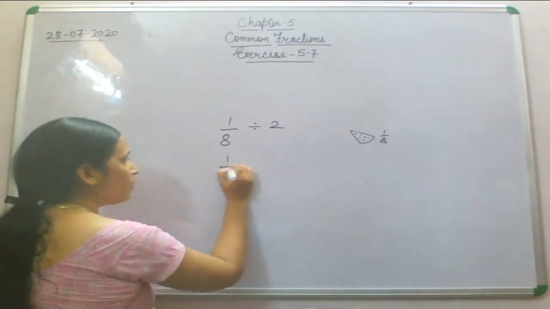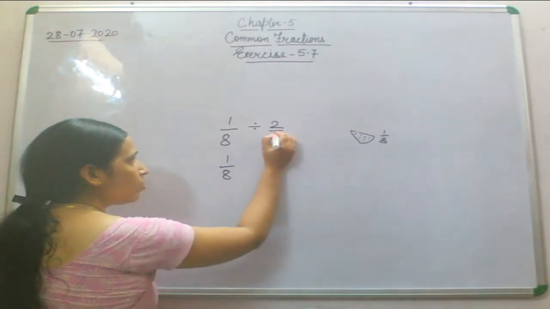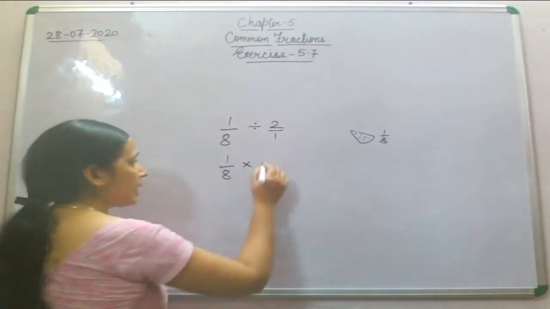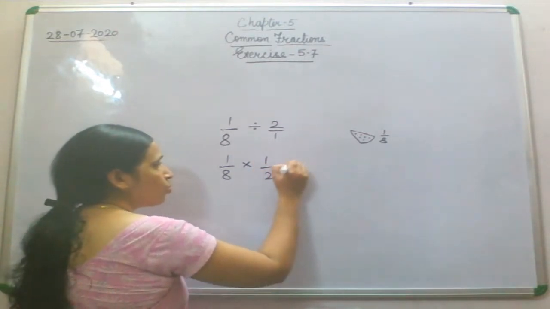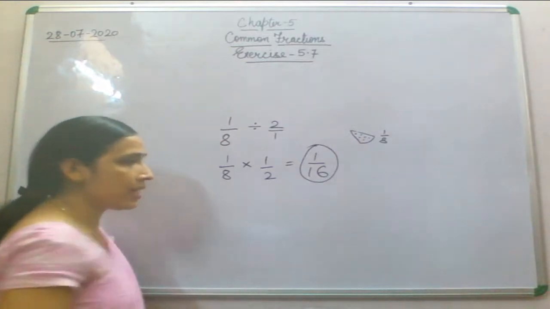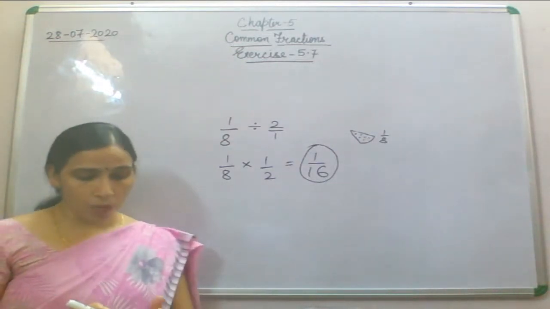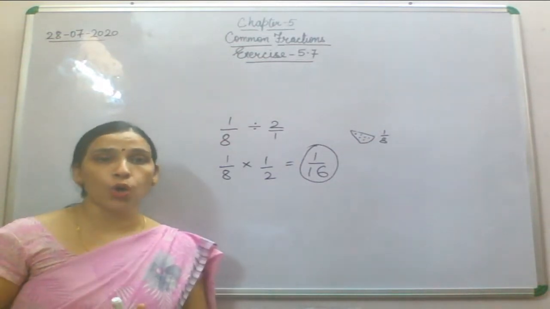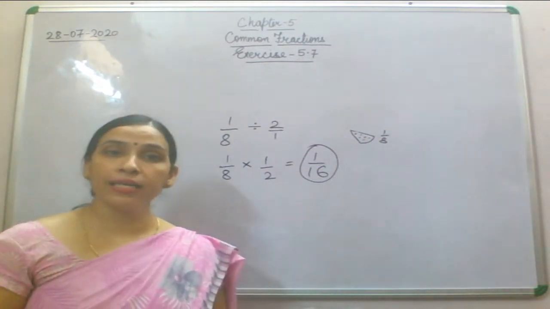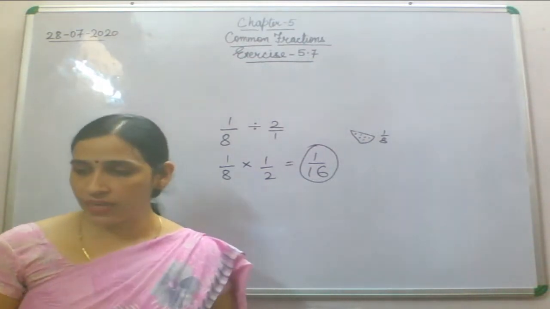So what you will do, 1/8 will be divided by 2/1, which will be changed into multiplication, and that will become 1/2. So we will get 1/16. So here the answer is that you have eaten 1/16 portion of that pizza. This we have done earlier also, an example of pizza we have taken.